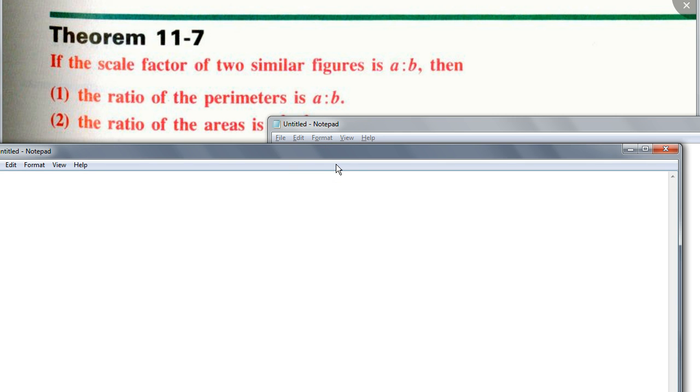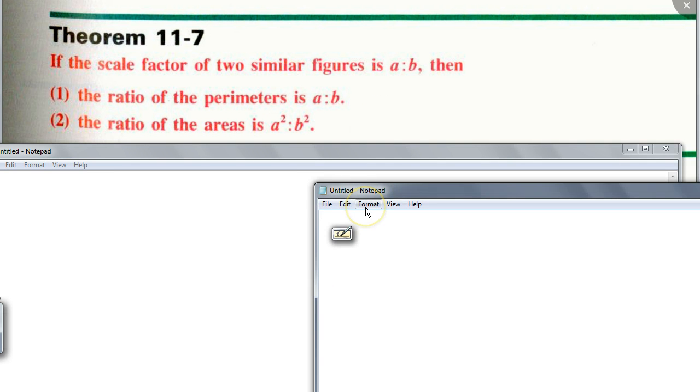All right. A lot of you have guessed it correctly. It turns out it's a squared to b squared. It will not be a to b. So we're going to actually think about why this is true. So this is a theorem. The ratio of their perimeter is a to b, just like their scale factor. It turns out the ratio of their area is going to be the square of their scale factor, a squared to b squared. Is that okay? And we're going to talk about why in a minute.